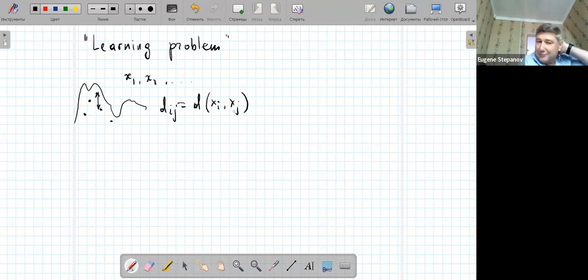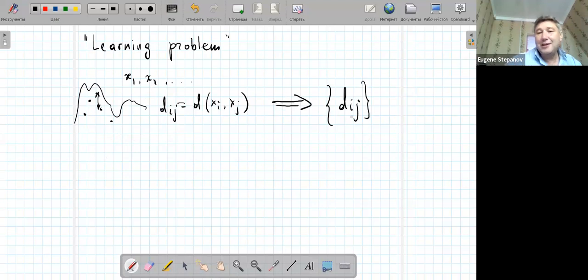Speaking informally, you take really a lot of points, almost densely covering your landscape. Then you send me this enormous distance matrix. So I get this distance matrix. The question is, can I, observing this distance matrix without knowing anything about the space, reconstruct the space?